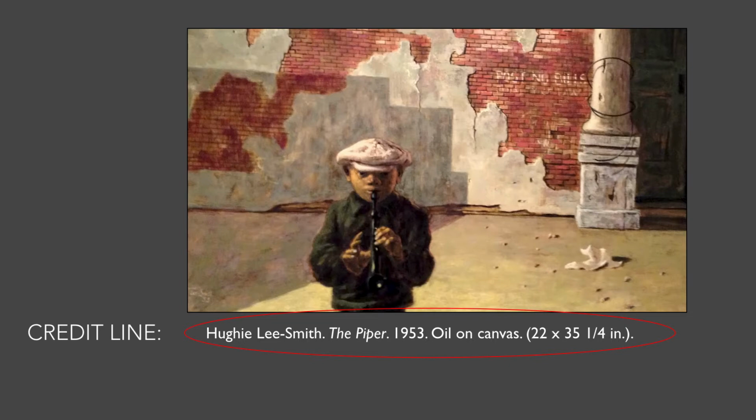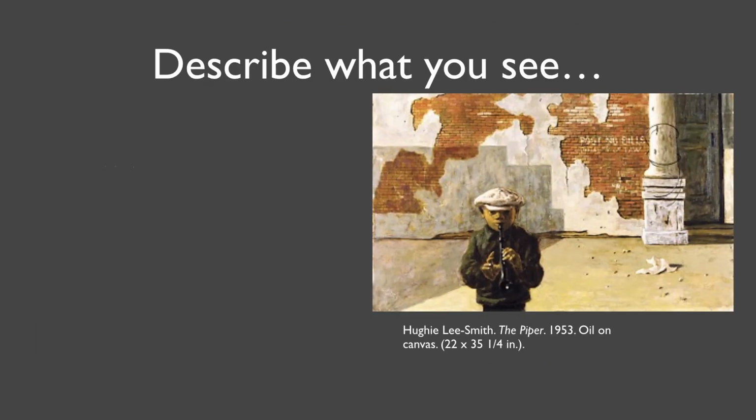If you see here, this is a painting by Huey Lee Smith. It's called The Piper. It was painted in 1953. We know it's painted because it's oil on canvas. The credit line is usually found under a painting in a book or online. Also, what you might need to know to enjoy this artwork is that it was painted by an African American artist in 1953. During the 1950s, especially in the early part, was the beginnings of what would become the Civil Rights Movement. And Huey Lee Smith was known for painting the African American experience during the 1950s.